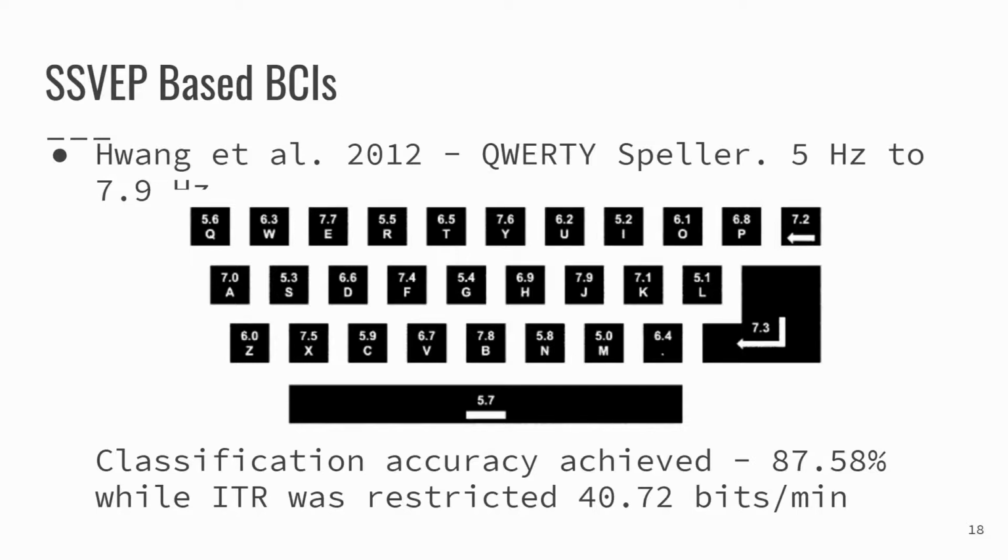This is the first one, presented by Huang et al., the QWERTY speller. The numbers you see above the letters are the frequencies at which the corresponding light sources flickered, and this was the complete setup used by them. The classification accuracy achieved on this model was 87.58%, and the information transfer rate was 40.72 bits per minute.